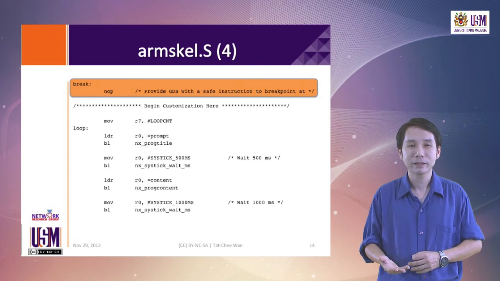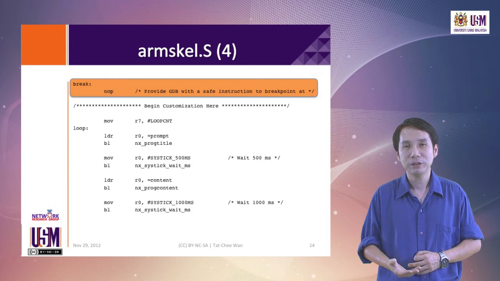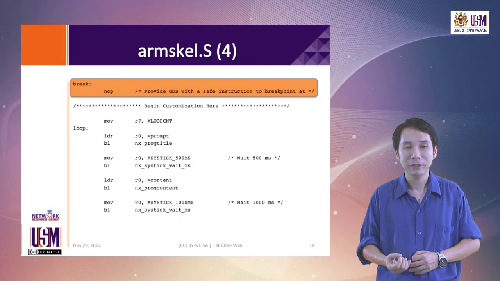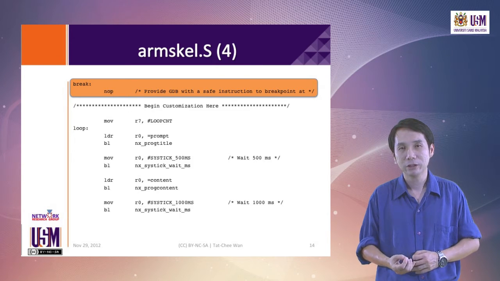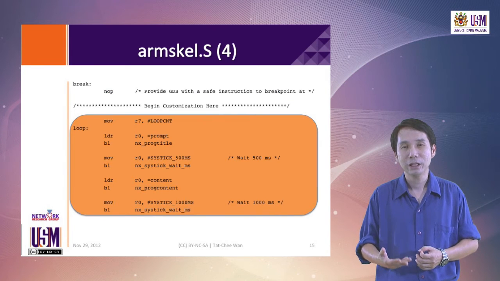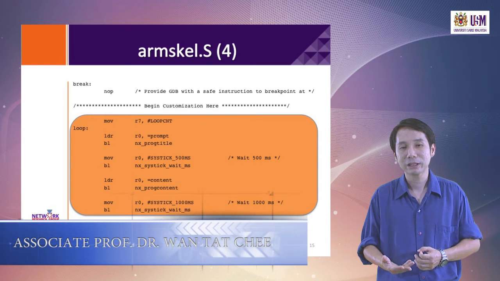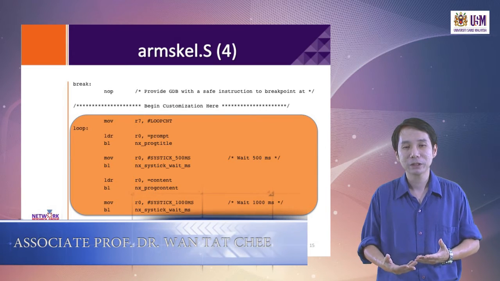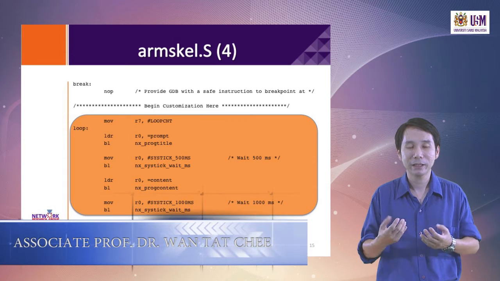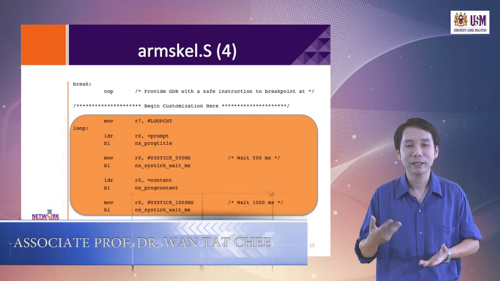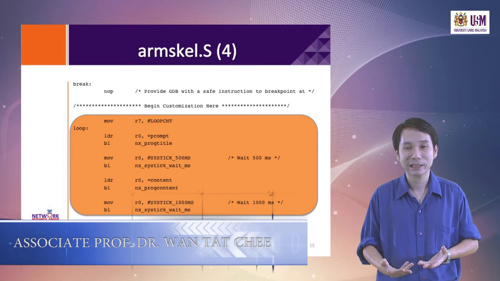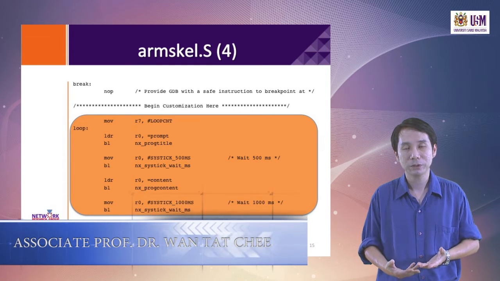Next, we see a label called break. We define this label in order for the GDB clients to have a safe location to stop at, and we add a no-op instruction here so that we will not trigger any unexpected side effects when the breakpoint is triggered. Finally, the main part of the armskel program. We have a loop counter, and we want to display a prompt, wait for 500 milliseconds, display some additional string, and wait another 1000 milliseconds, or 1 second, before we continue the loop.